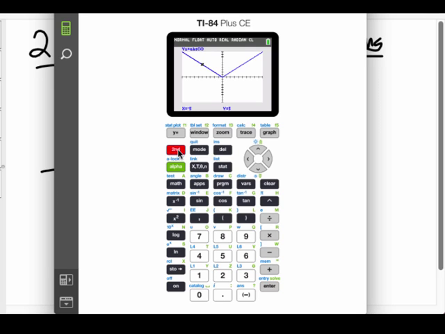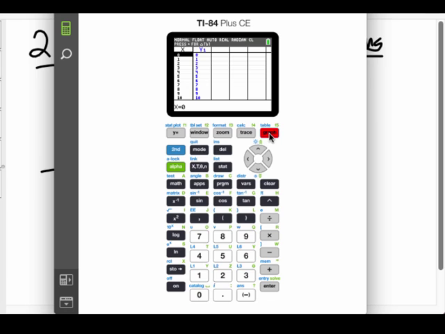Another way to look at that is like this. If I go to table, whatever my x value is, I just get the corresponding positive value. So when I plug in -10 to the absolute value brackets, I'm just going to get +10. When I plug in -4, I get +4. Does that make sense? Question?